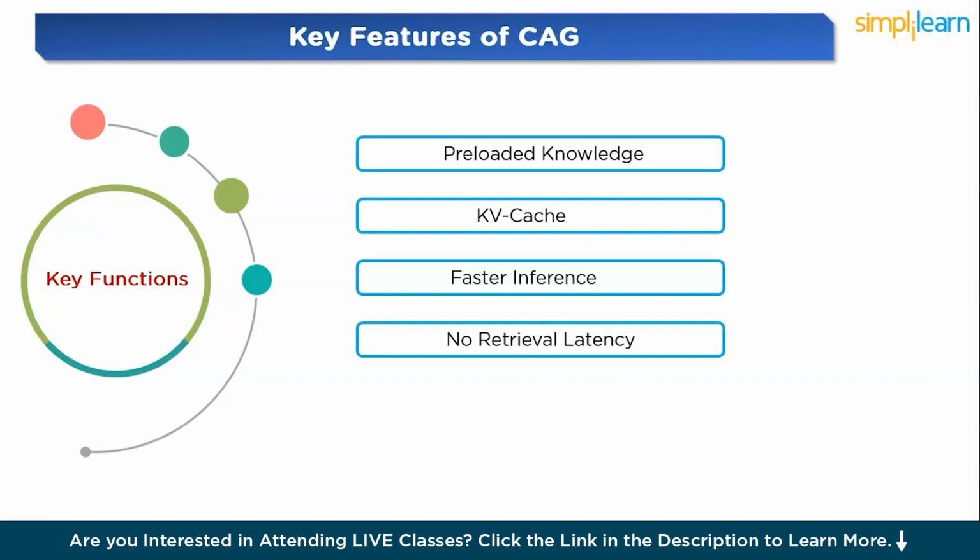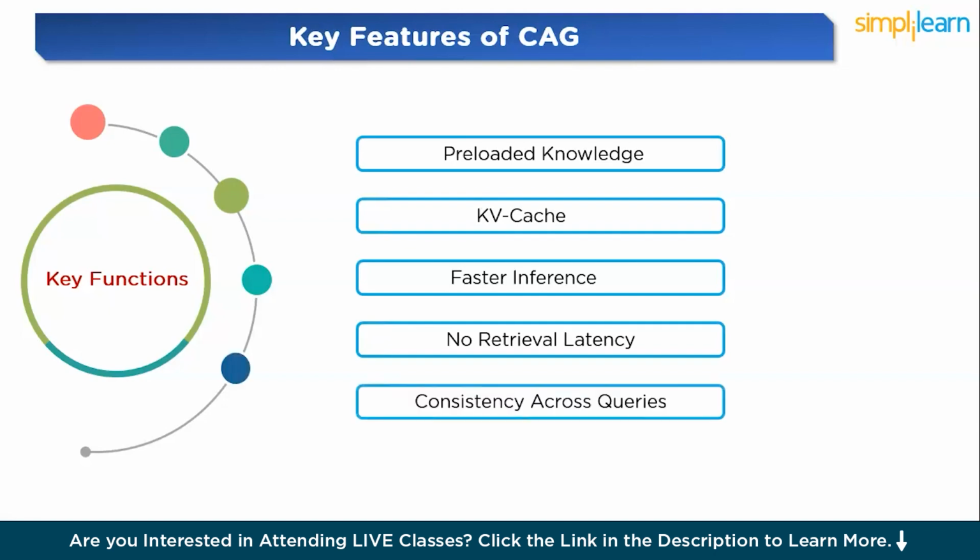So here CAG's approach ensures that there is no delay caused by waiting for external information. Then it is consistent across all queries, meaning that since the model references the same preloaded cache for every query, it also ensures consistent responses across multiple interactions. So these were some of the key features of CAG.